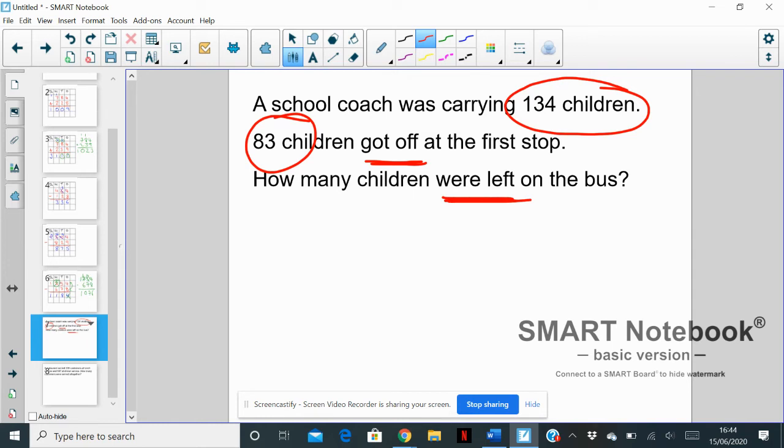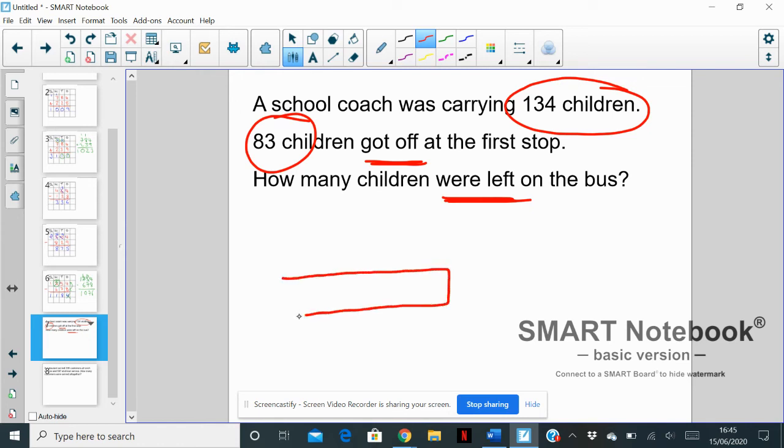So I've circled the key numbers, the facts I'm given, and I've underlined some of the language that might help me understand whether this is an addition or a subtraction problem. Now I'm going to have a go at showing this in a bar model, which will help me to visualize the problem and see what I'm being asked to do.